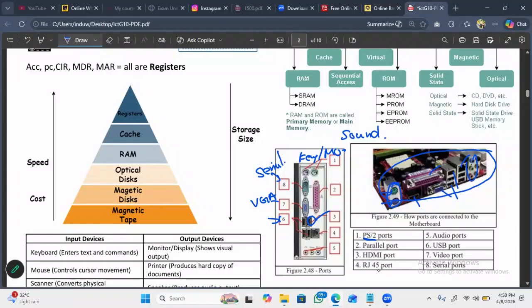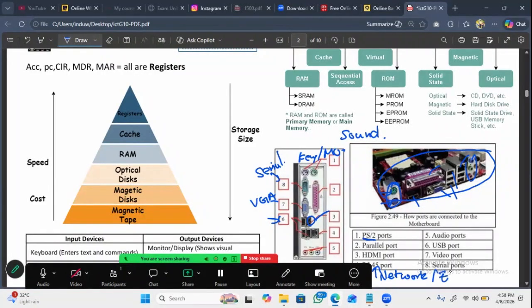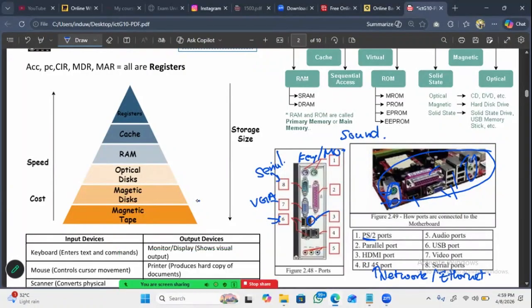And then the RJ45 port. You can plug in an RJ45 cable, which is also called a network cable, network port, or else Ethernet port or Ethernet cable. All the words are okay. Any word is fine, right?